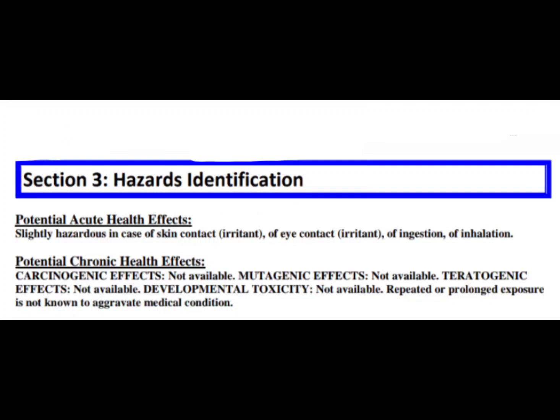Section number 3. Hazards identification. Here, you'll find a summary of the potential hazards associated with the product, including its possible health effects, flammability, reactivity, and environmental hazards. The information is usually presented in standard hazard symbols and phrases.